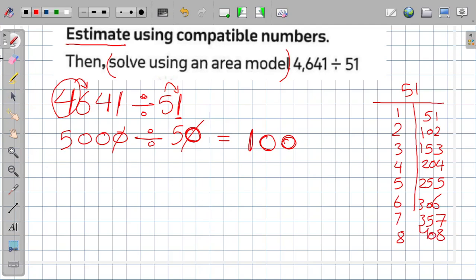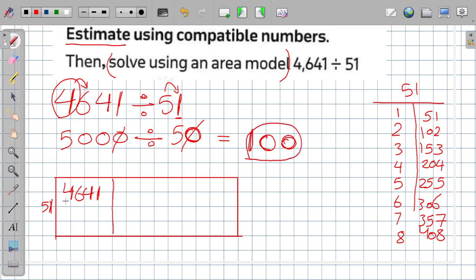Okay, so let's draw our model. So I will draw a rectangle like this. Okay, next I will write the divisor here, 51. Okay, and I will write the dividend inside the rectangle. So I have here 4,641. Okay, and let's remember the result will be near to 100. So let's make sure that our answer is right.